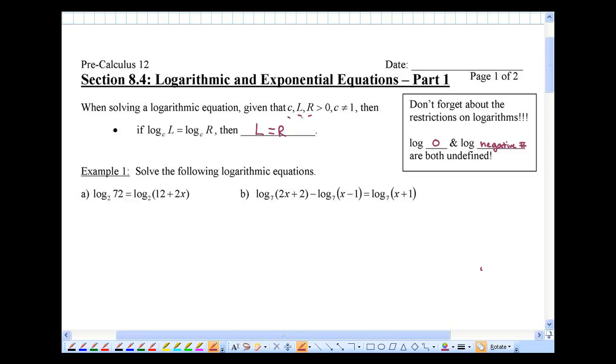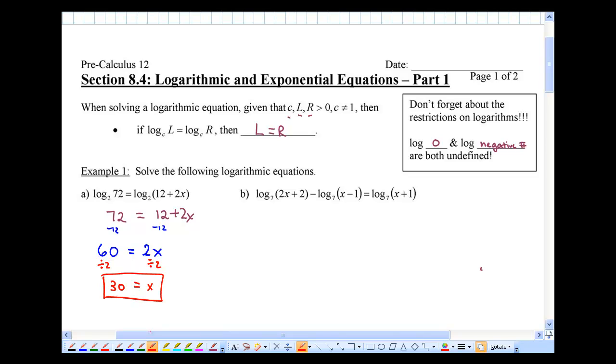Notice 1a here has log base 2 of 72 equals log base 2 of the expression 12 plus 2x. So you see how there's one log on the left side, one log on the right side, and they're both the same base? Well, that just means the 72 must equal the 12 plus 2x. So we just kind of forget the logs. And now we have this lovely equation. We'll just subtract 12 off both sides. That gives us 60, and that equals 2x. We'll divide both sides by 2, and we get x equals 30.